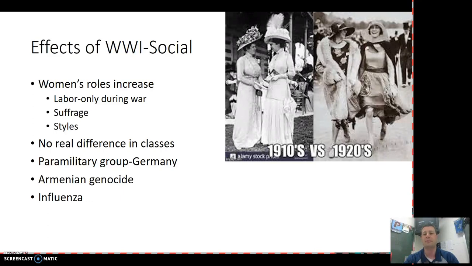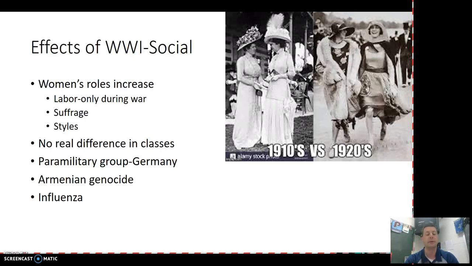Stylistically, you can look at that picture. I did not have the time to verify that picture. It was put together by somebody else, but it gives you a basic idea. We go from kind of this real demure look to something that's much more practical. Shorter dresses, shorter haircuts, different style hats, those kinds of things.